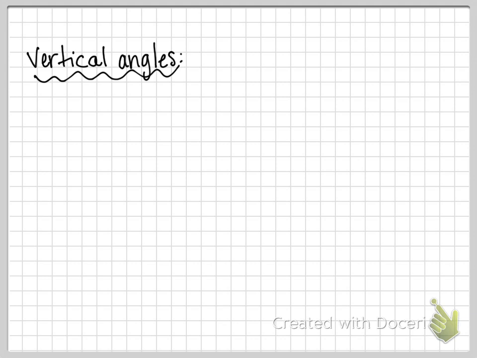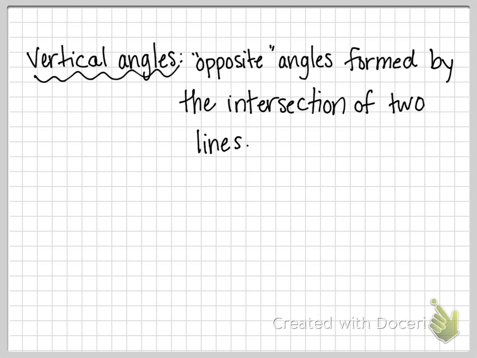Vertical angles are opposite angles, in quotes, formed by the intersection of two lines. So they're across from one another. So like if we have two intersecting lines, the vertical angles are the ones that are across from each other. So this angle and this angle are vertical angles. You see that?